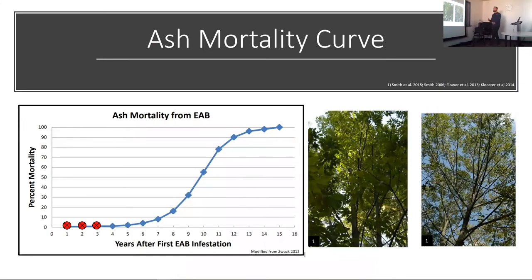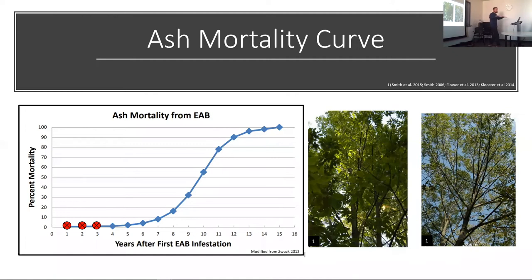So you're getting into this area. It is basically like an exponential mortality curve in the community. This pattern has panned out community after community in Kansas, to my knowledge, and in other places as well. What we have here is the years after first infestation, not detection, but infestation. We're usually not actually detecting this thing until 3 to 5 years after it's already been established.